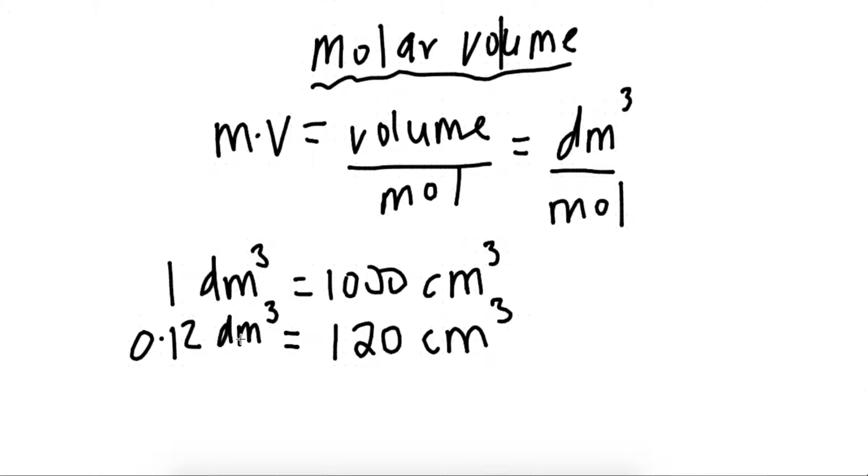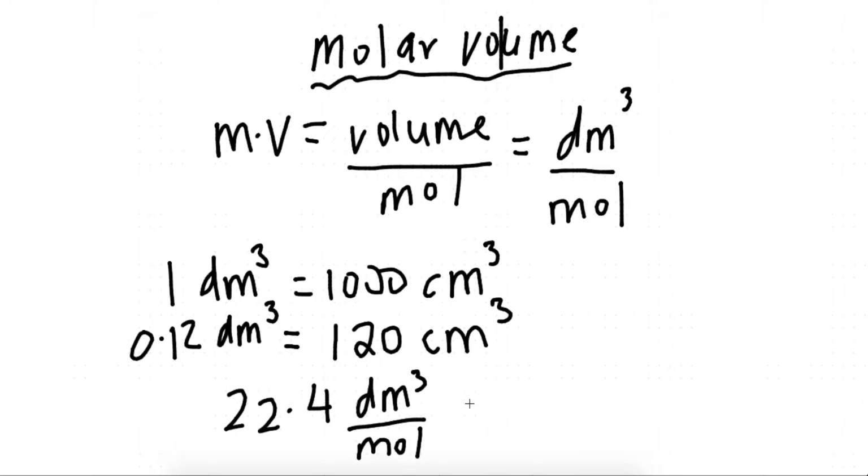Now, molar volume has a fixed value. That fixed value is 22.4 decimeter cube per mole. This is the value of molar volume, and this is at a particular condition. That condition is called STP, which stands for standard temperature and pressure. This value, I think you should memorize it. Sometimes they give it to students, but let's not take a risk.